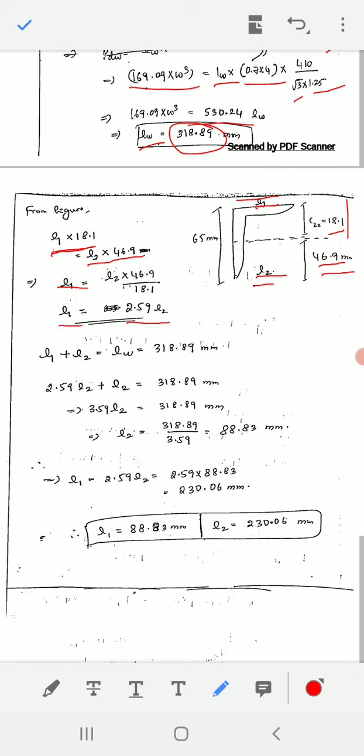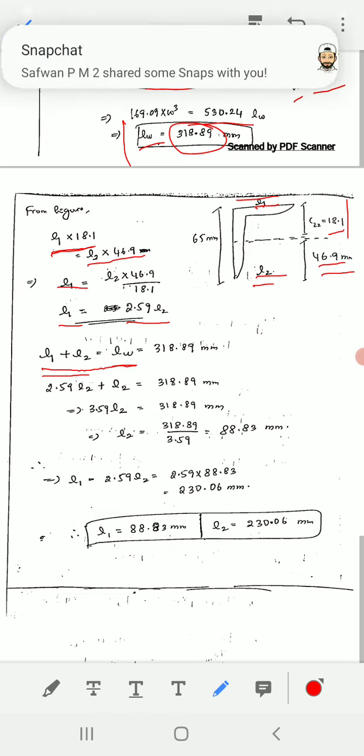You will get like this. So whatever the LW value we got here, LW is equal to L1 plus L2, that is the length of the weld. LW is nothing but the length of the weld. So L1 plus L2 is equal to LW. Wherever 3 sides will come, L1 plus L2 plus L3 is equal to LW. Here 2 sides, so L1 plus L2 is LW.